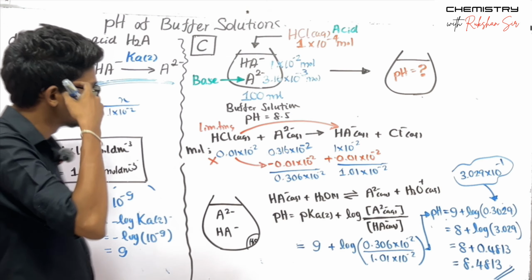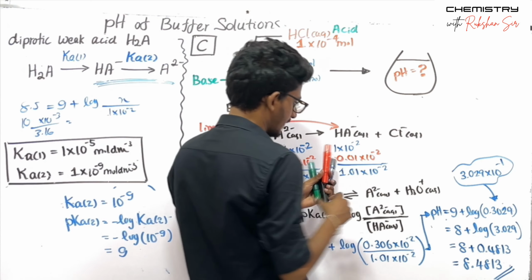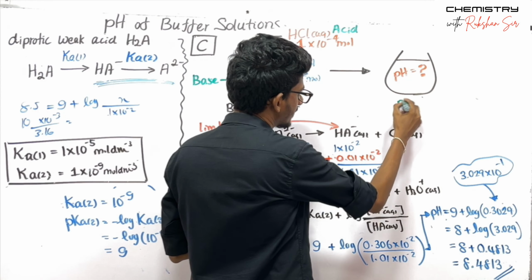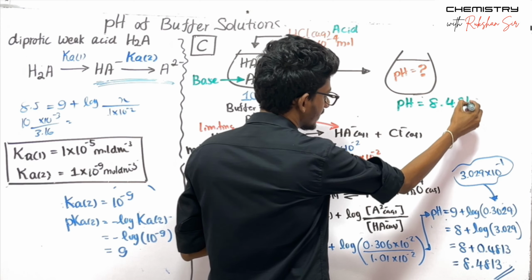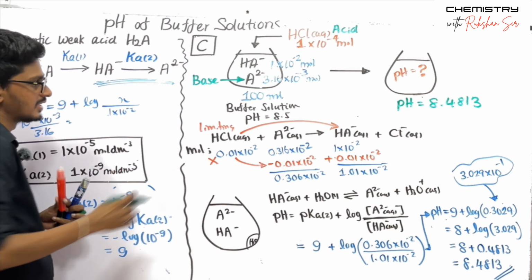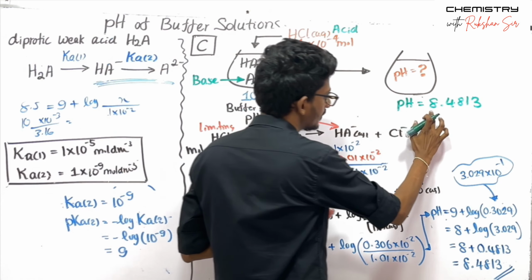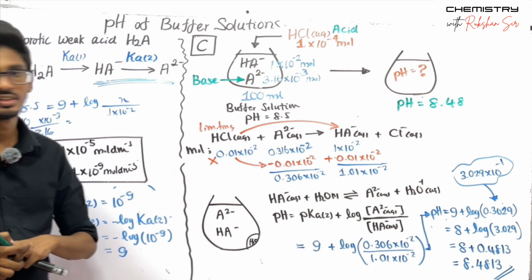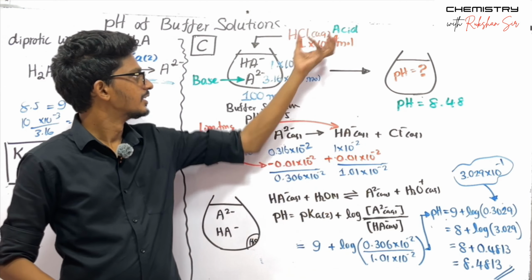So at the end of the situation, your pH is 8.4813. See, a very negligible pH change. You started with 8.5. At the end, you have 8.48. See, a very negligible pH change occurred with the addition of a strong acid.